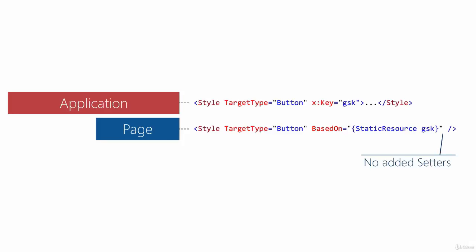If the application level style were implicit, then it would not be possible to customize it. There is no way to define a style based on an implicit style. This approach makes it clear which implicit styles will be applied on each page.